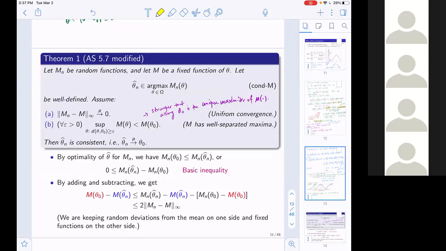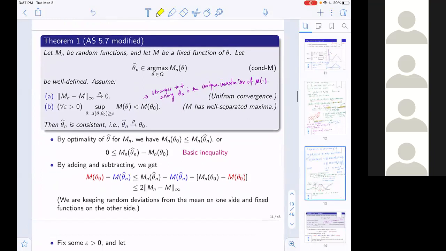And I'll talk a little bit more about it. If the parameter space is compact, it would be equivalent to saying that theta naught is a unique maximum of m. But if the parameter space is unbounded, then this is sort of needed. So under these two assumptions, we proved that theta hat n would be consistent for theta naught.